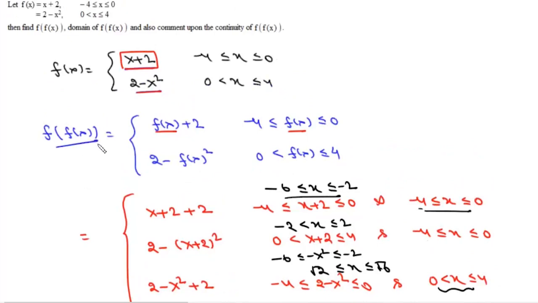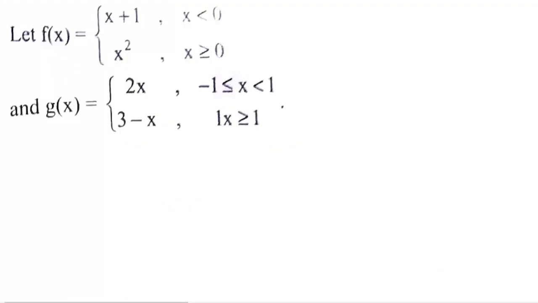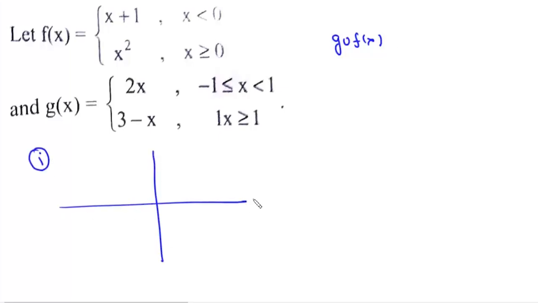So we can find f of f(x) using graphical method as well as using algebraic method. Now we'll take this third case where we're given this f(x) and g(x) and we need to find g of f(x). Now first we'll use graphical method. We'll draw the graph of f(x). Now when x is 0, this is 1. And when x is minus 1, this is 0. So that is the definition of f(x). And since 0 is not included, it will be this open interval. And then when x is greater than or equal to 0, this is x square.